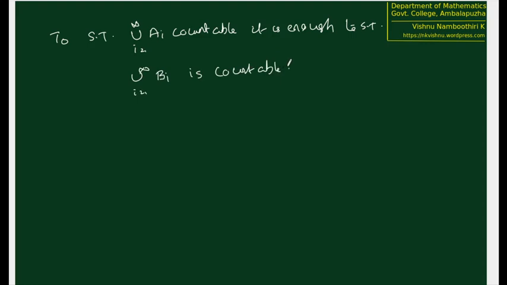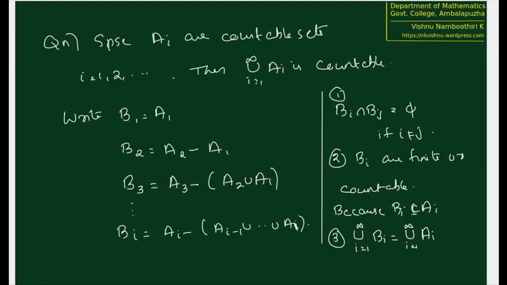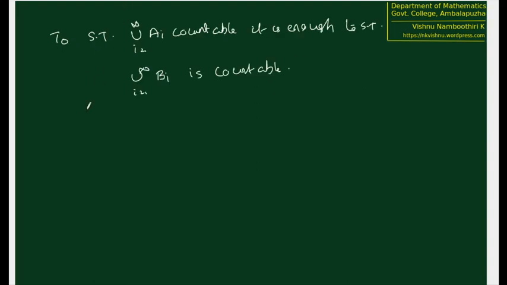So our question is now reduced to showing that the union over i from 1 to infinity of b_i is countable, but b_i has the extra property that the b_i's are pairwise disjoint. So that is the extra property that we have. Now we are going to rename or relabel elements in b_i in the following way.